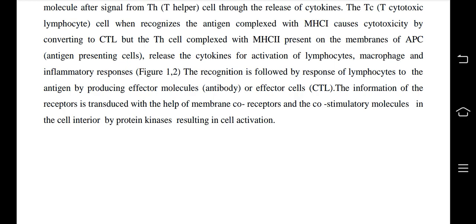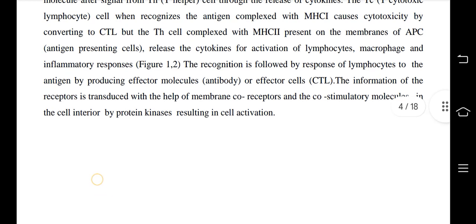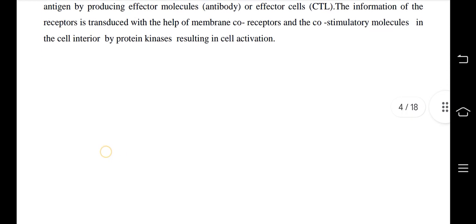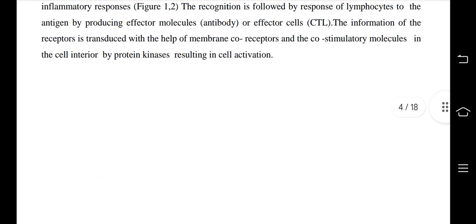The recognition is followed by response of lymphocytes to the antigen by producing effector molecules, antibody, or effector cells. The information of the receptors is transduced with the help of membrane co-receptors and co-stimulatory molecules into the cell interior by protein kinase, resulting in cell activation.